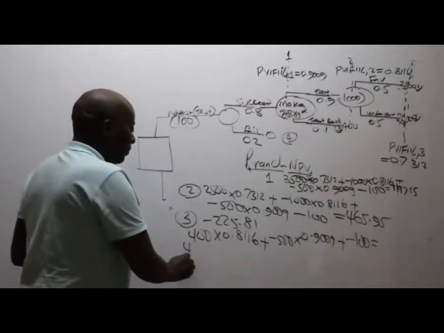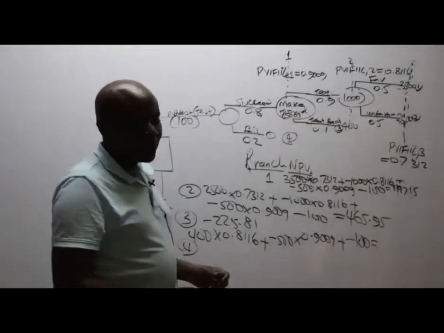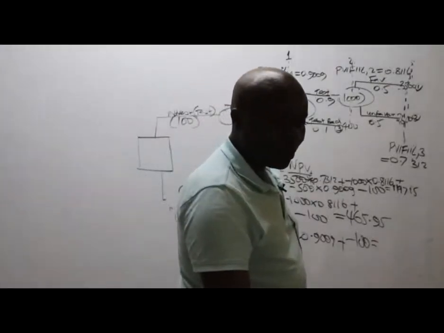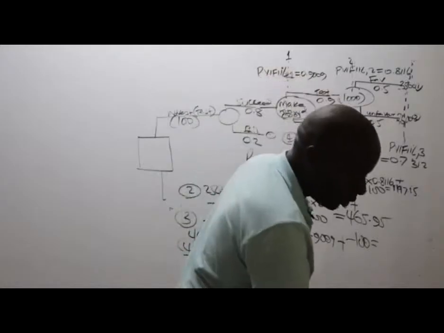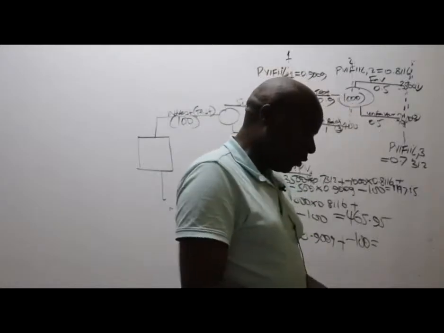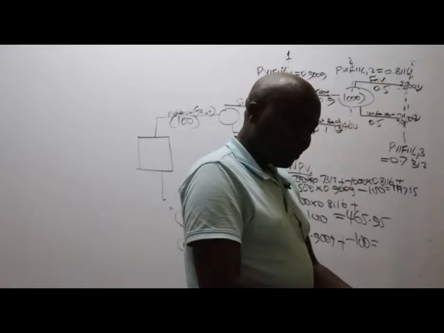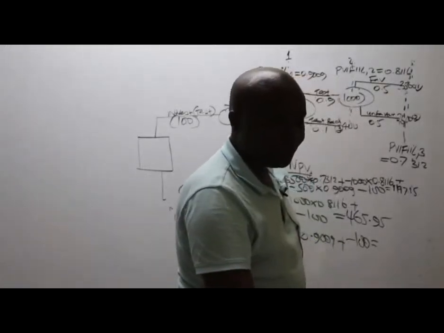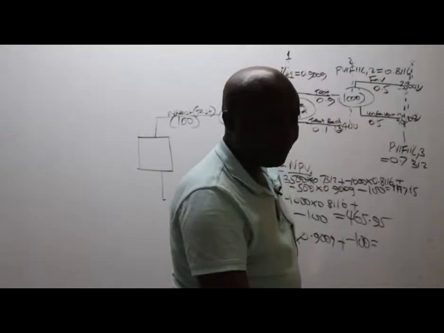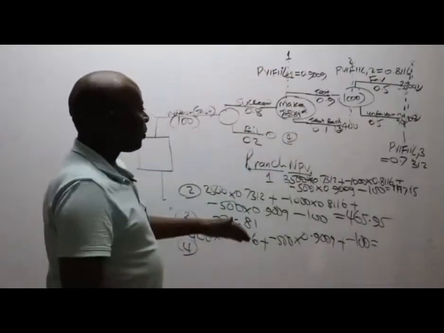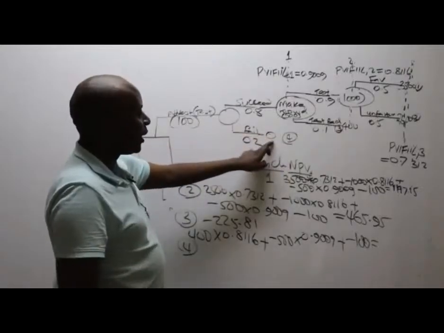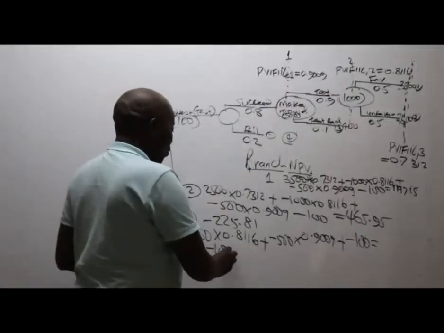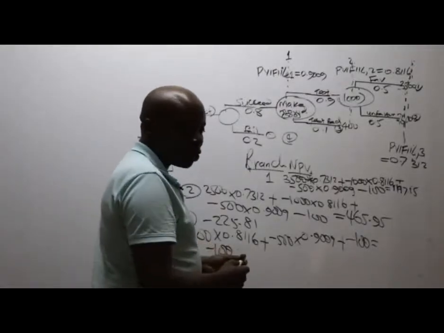And then you go to branch number 4. What do we have in branch number 4? Branch number 4 has no cash flow there, 0, minus 100. So branch number 4 is minus 100. Thank you so much.